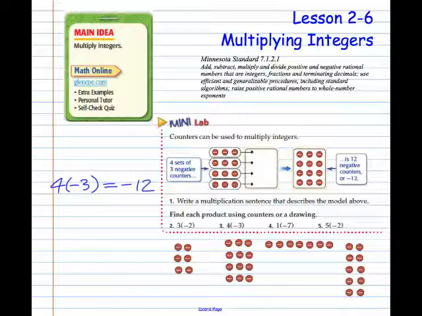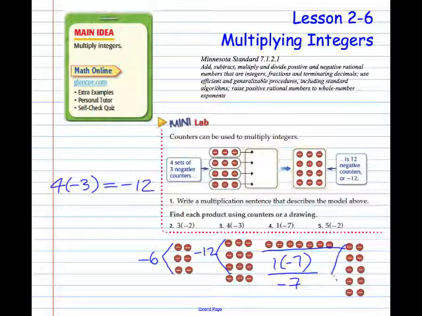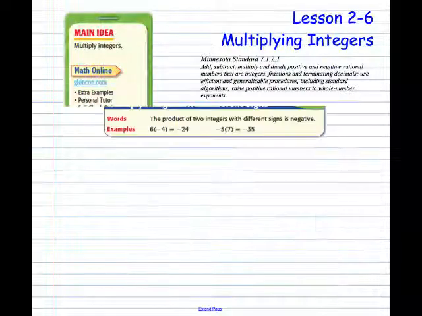Find each product using counters or a drawing, and we've actually done that in advance here. Here's 3 sets of negative 2, which is negative 6. Here is 4 sets of negative 3, exactly what we had up above here, negative 12. Here is 1 set of negative 7, which is negative 7. And here is 5 sets of negative 2, which, as you can see, is negative 10.